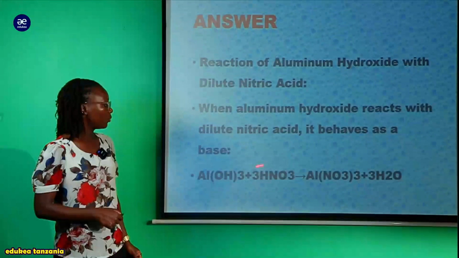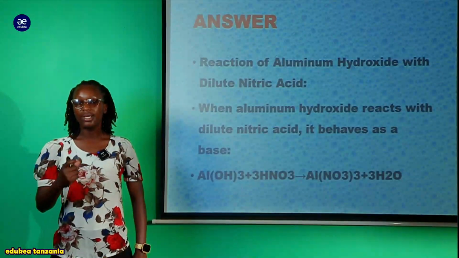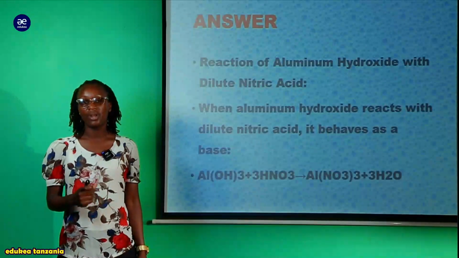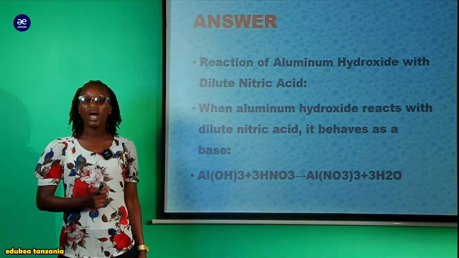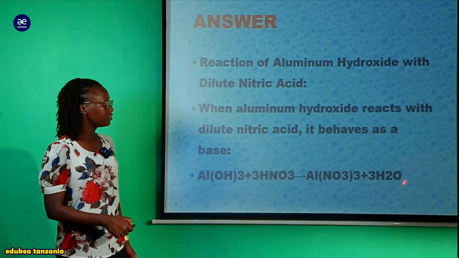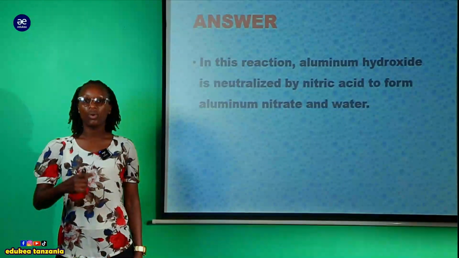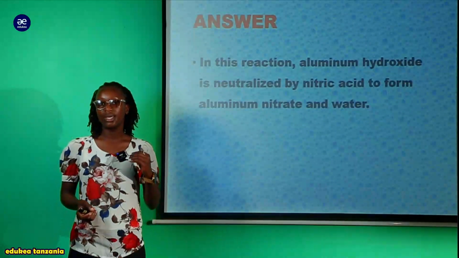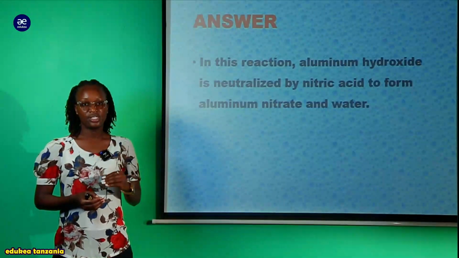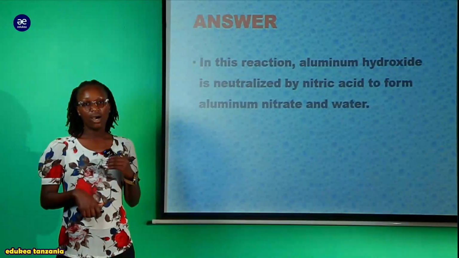kama unavyoona ilivyoonyeshwa hapa kwenye reaction. Na kumbuka amekuambia with the equation, uandike. Kwa hiyo hautamwambia tu kwamba hapa aluminium hydroxide anact kama base and hapo ana react na nitric acid, but you have to show the reaction like this. Kwa hiyo unaonyesha reaction yako, then simply unaonyesha kwamba the aluminium hydroxide imekuwa neutralized, kwa sababu always react or mix acid and base, we make a neutralization. Finally tunakuja kupata aluminium nitrate, lakini tunaenda kupata water molecule.